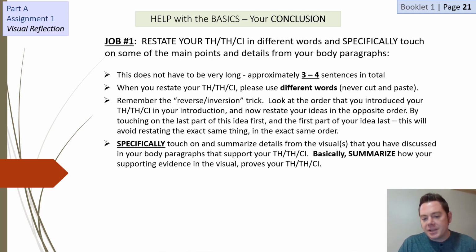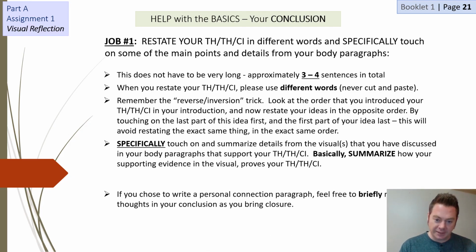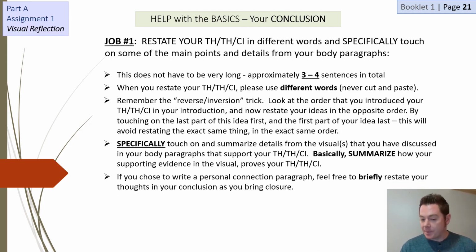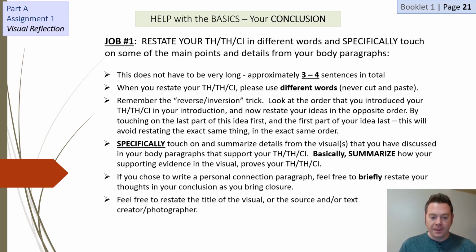Specifically, touch on and summarize details from the visuals that you have discussed in your body paragraphs that support your theme, thesis, controlling idea. Basically, summarize how your supporting evidence in the visual proves your theme, thesis, controlling idea. If you chose to write a personal connection paragraph of some sort, some experience that you had or how you personally feel about it, feel free to briefly restate your thoughts in your conclusion and bring closure to that. Feel free to restate the title of the visual or the source and or text creator or photographer.